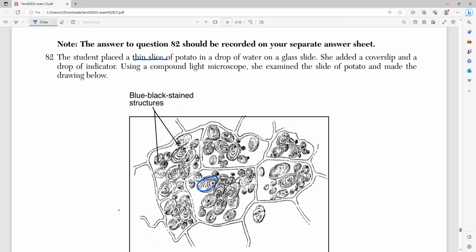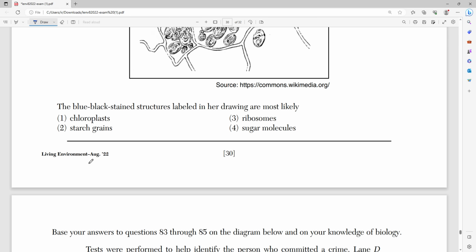And it's a thin slice of potatoes in a glass slide, and she's using a compound light microscope, right? So she's not using an electron microscope. She's using a pretty not that strong of a microscope. So obviously it's going to be starch grains, right?